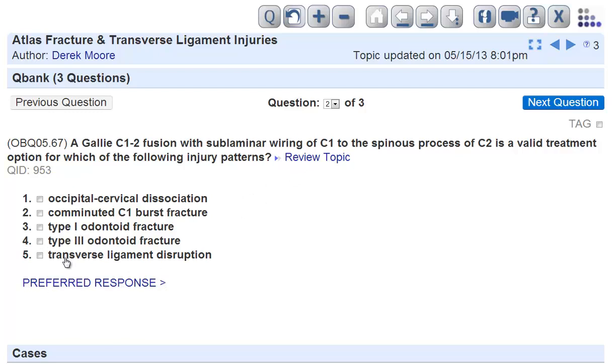Valid treatment option, transverse ligament disruption. Again, if you have injury to the transverse ligament, that means that you have instability of the atlantoaxial joint, and a Gallie wiring technique would be a valid treatment option in that situation.